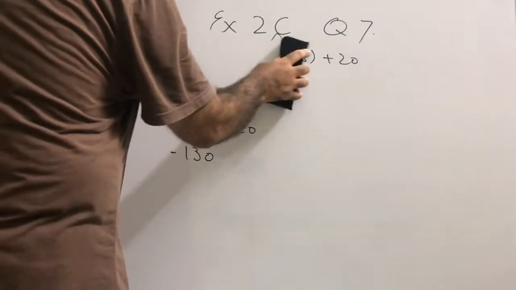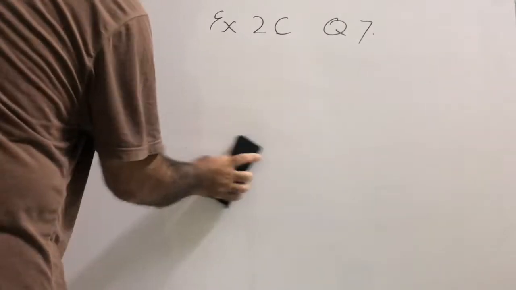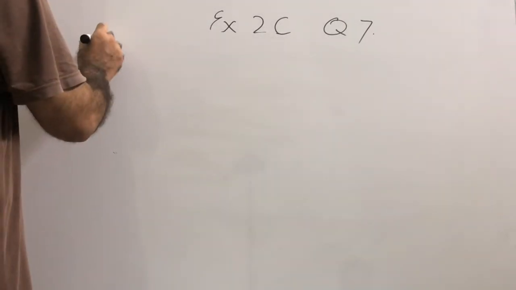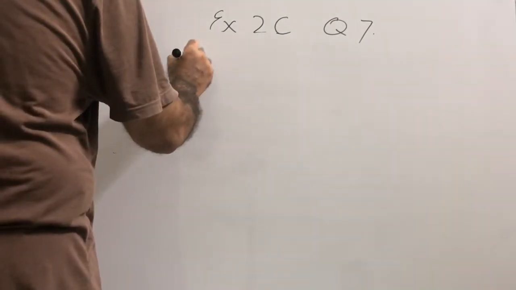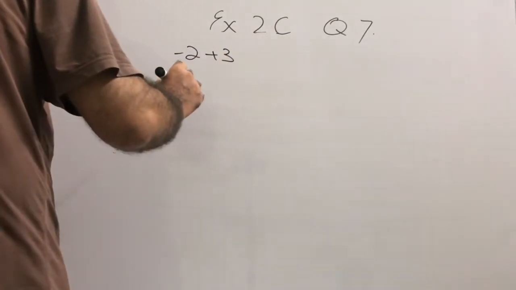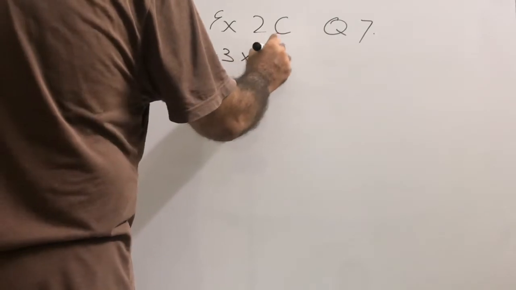Now, we need to move ahead with part D. Part D says minus 2 plus 3 multiply by 15.